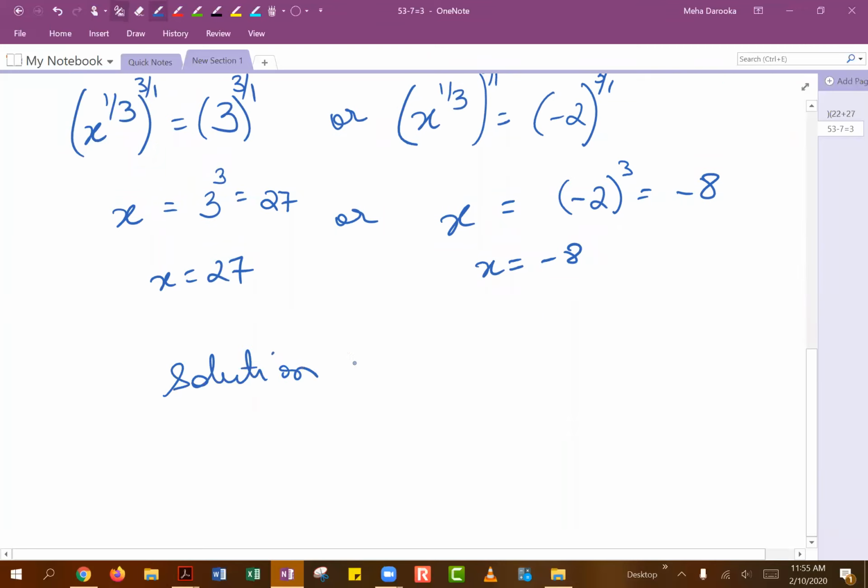And this is still a 2nd degree polynomial because we still had x squared as our first term. So this guy would be -8, positive 27.